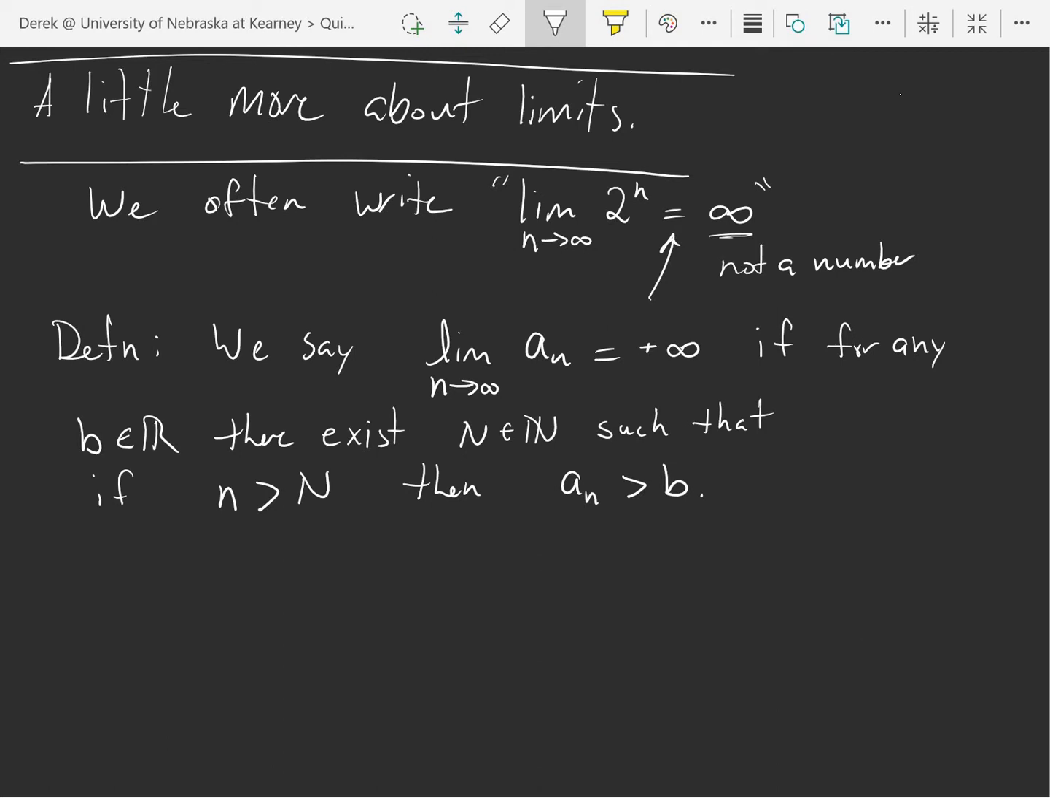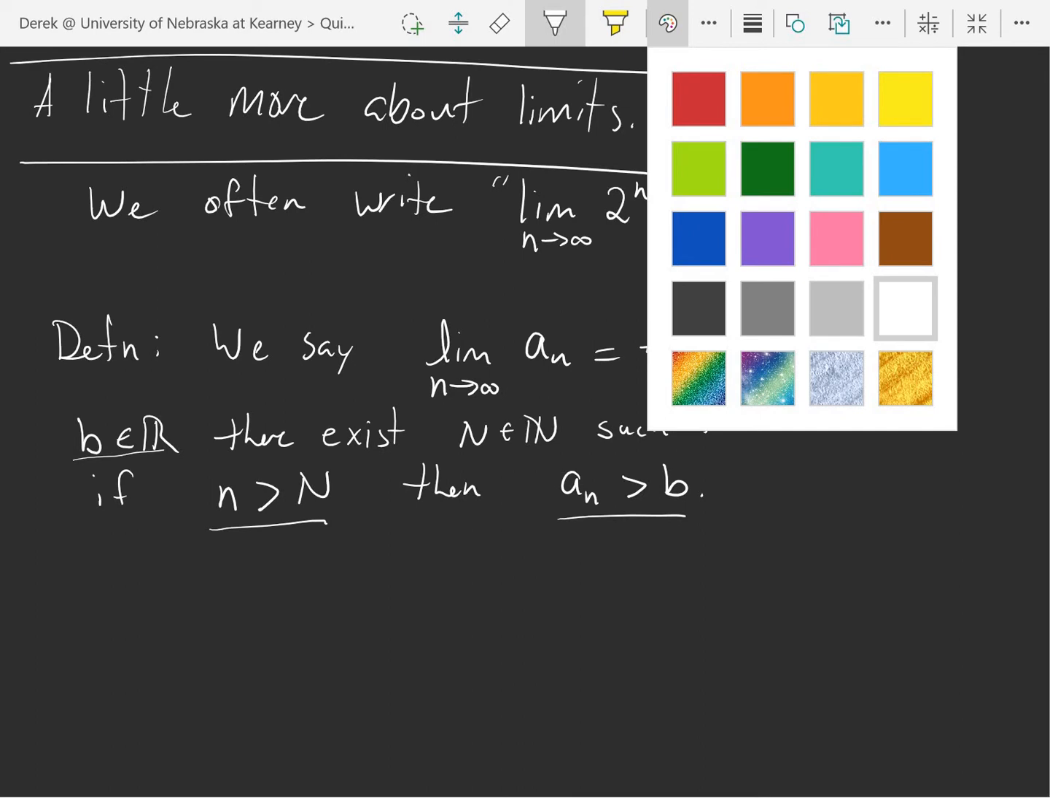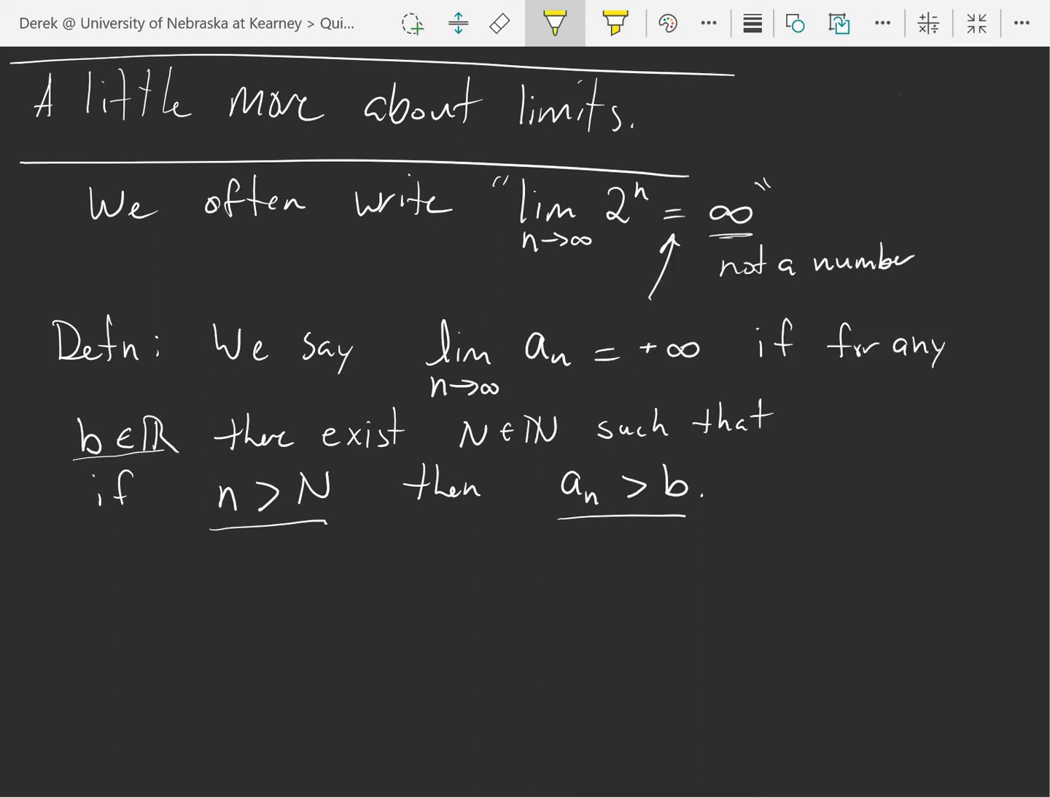Right? If I go far enough out in the sequence, my numbers in the sequence are bigger than the bound I tried to put on it. And that was true for any bound that we tried to put on it. Okay? So that just means that this thing just keeps getting bigger and bigger, and once it gets big, it stays big.